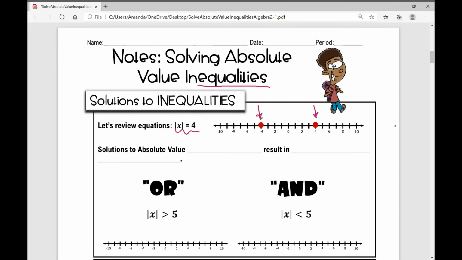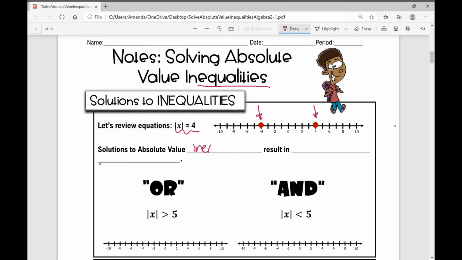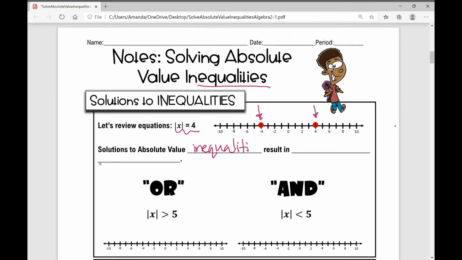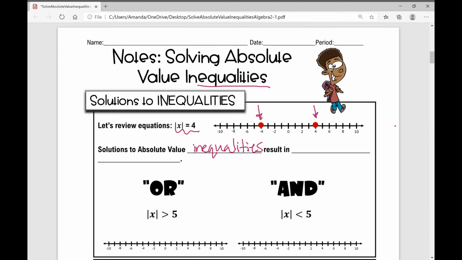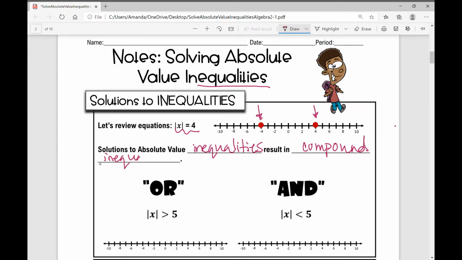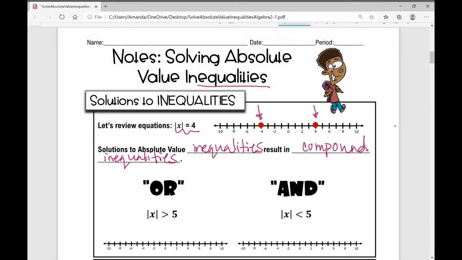Solutions to absolute value inequalities are much the same. Our solution is not going to be a simple inequality. It will result in a compound inequality. As a little review, compound inequalities are when we use the words "or" and "and." That says solutions to absolute value inequalities result in compound inequalities.